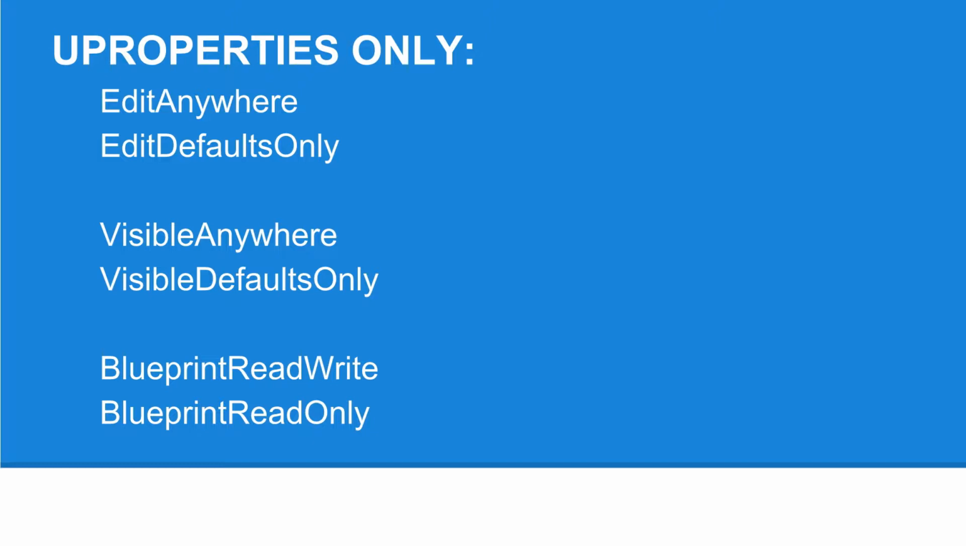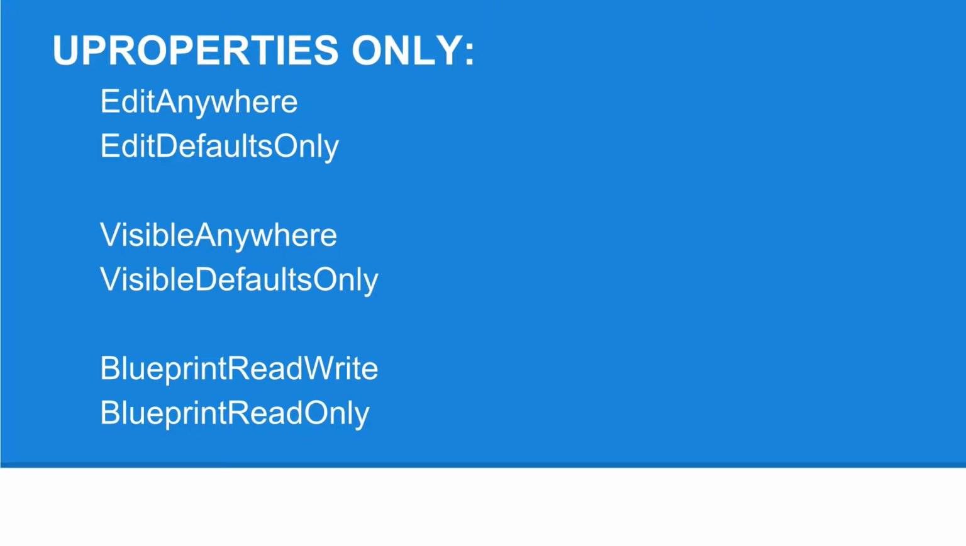The last couple of specifiers we want to talk about for the UPROPERTY are BlueprintReadWrite and BlueprintReadOnly. These seem a little more self-explanatory. With BlueprintReadWrite, it basically means that this property can be read or written from a blueprint, while BlueprintReadOnly means that this property can be read by blueprints but not modified. In a coding sense, BlueprintReadWrite means that this variable has a getter and a setter, while read only means it only has a getter.